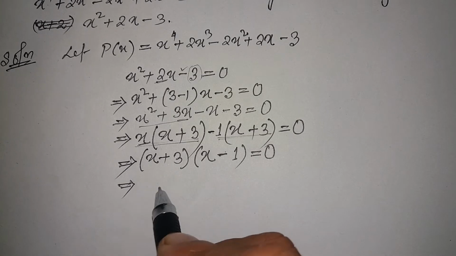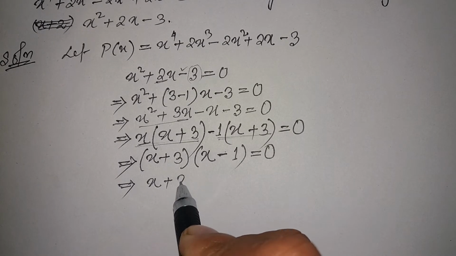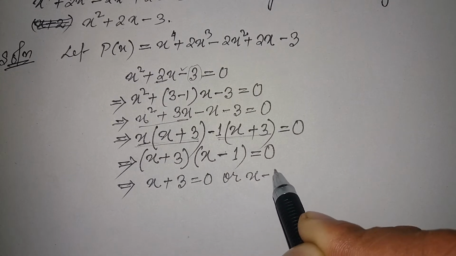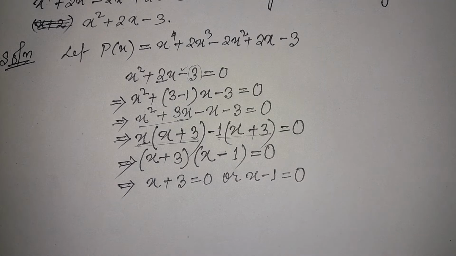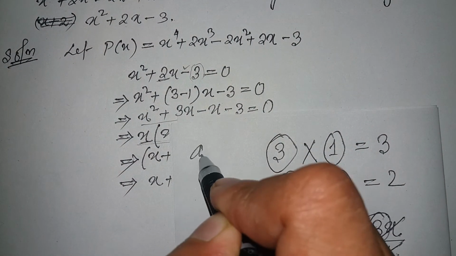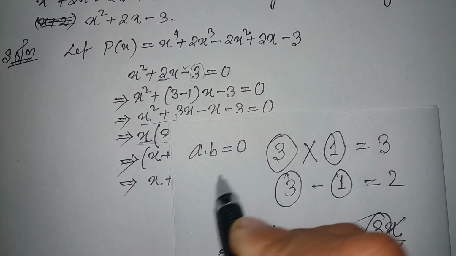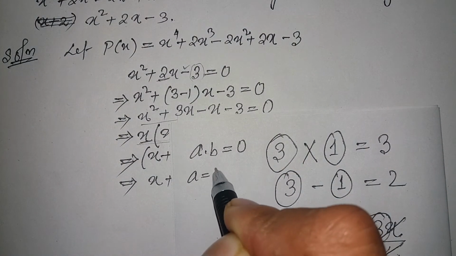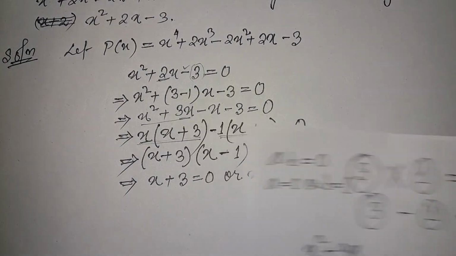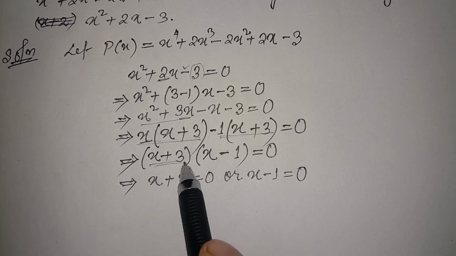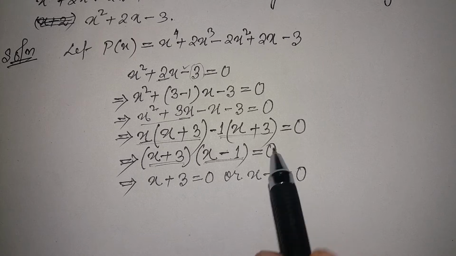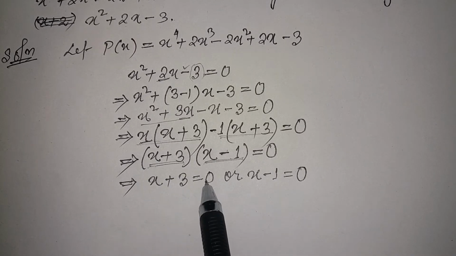Therefore, either x plus 3 is equal to 0 or x minus 1 is equal to 0. If two numbers are such that their product is equal to 0, that means either a is equal to 0 or b is equal to 0. So this is the property we are using.